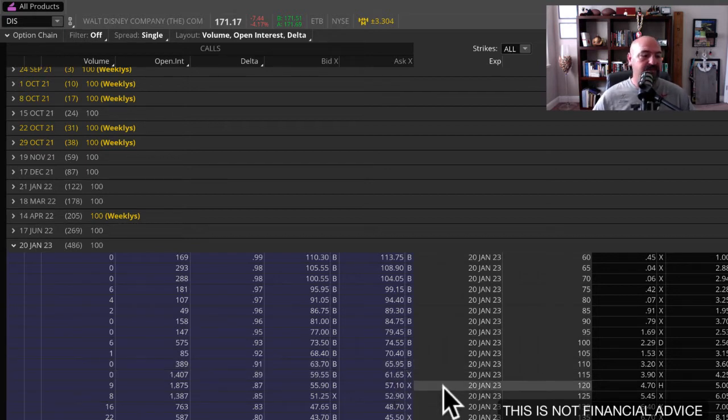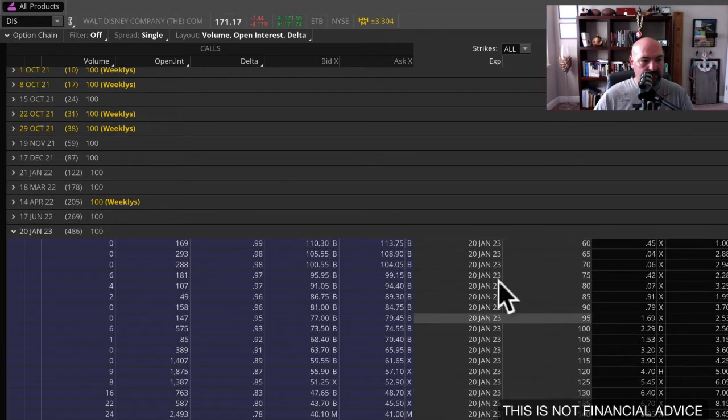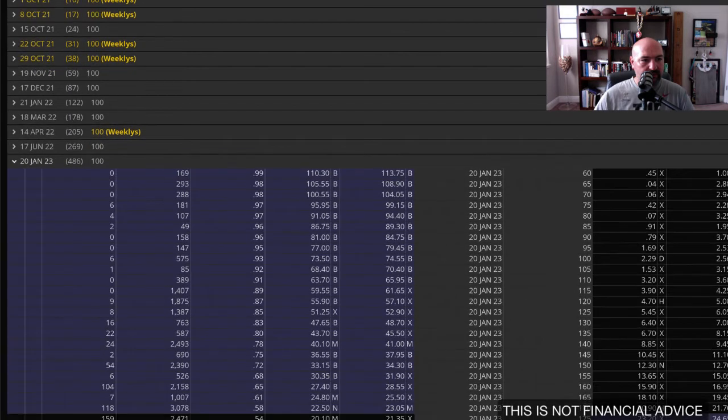Again, these are called LEAPS because we're more than a year out, more than 9 months out. Now, if we look at this, here's our delta column right here. I said I wanted to look somewhere around a 0.8 delta, and right there we see the 135. Let me raise this up a little bit. All right. So 0.8 delta, and as you can see right here, that's right around that $135 strike.